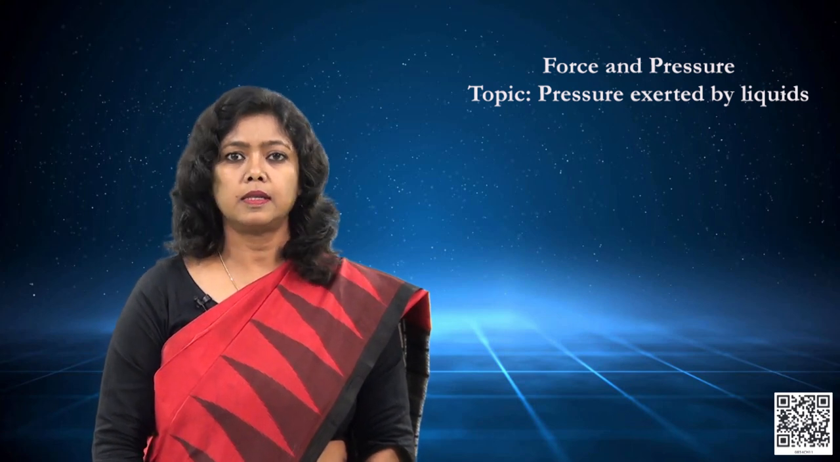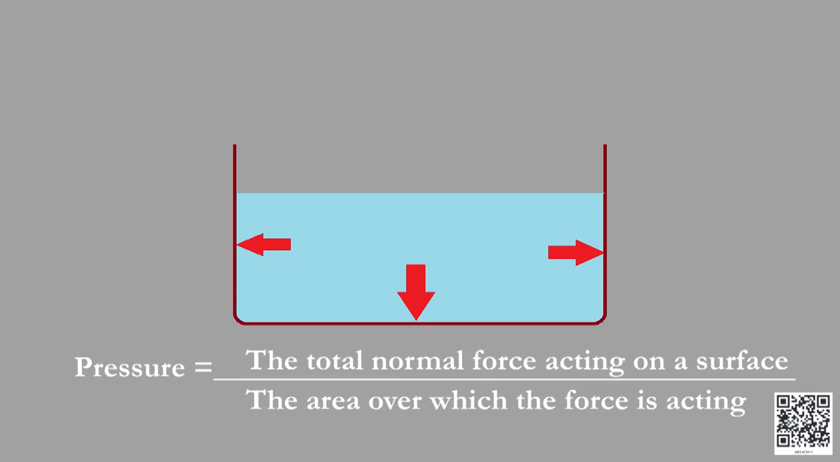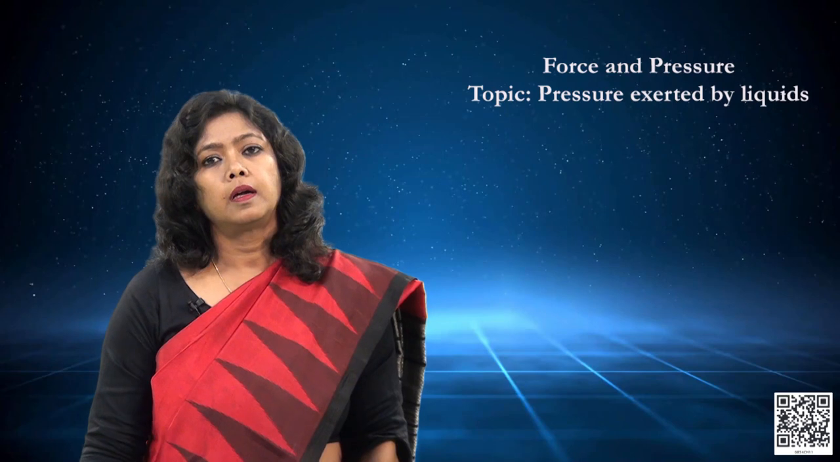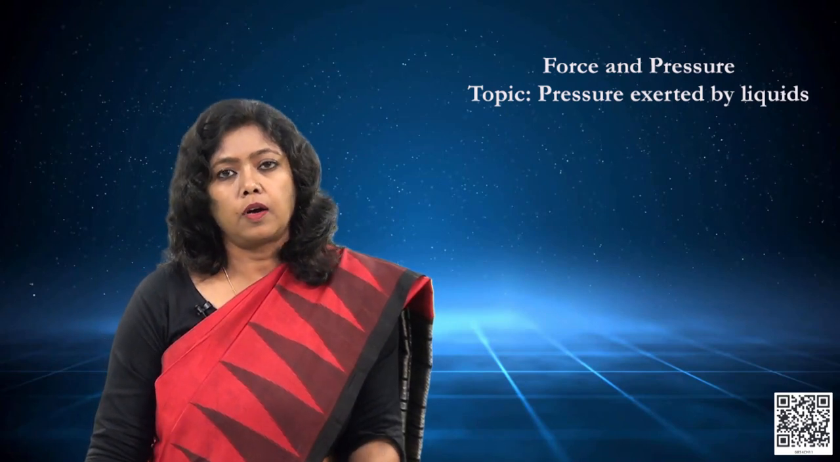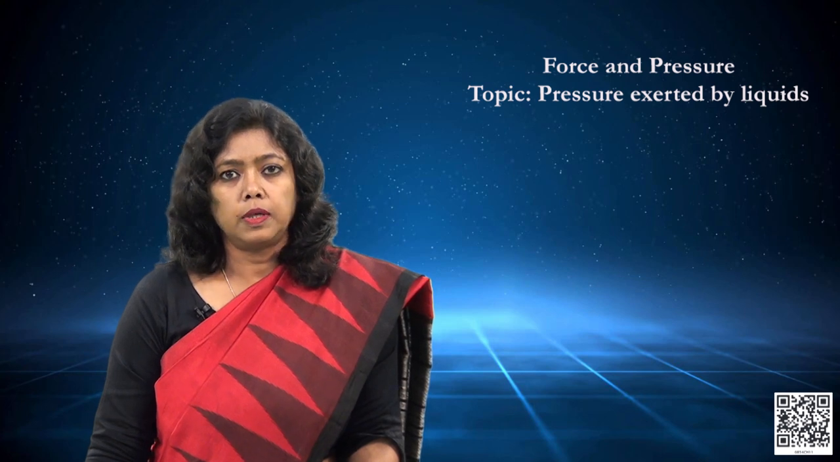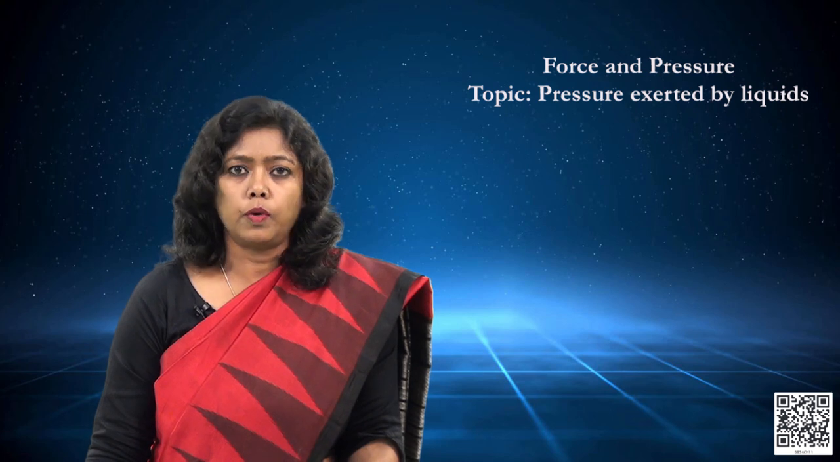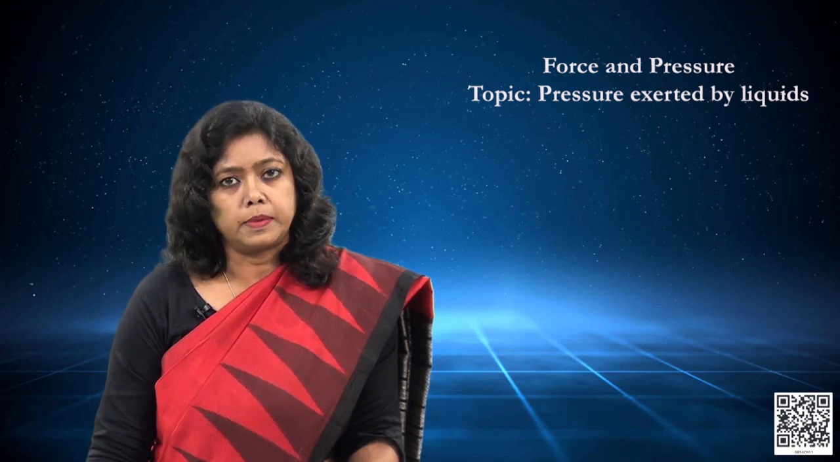Let us look at this diagram. As you know, pressure exerted by a liquid on a surface is given by the ratio between the total normal force acting on the surface and the area over which the force is acting. Now, let us consider an object suspended inside a liquid as shown in this picture. Let us explore in what directions force is acting on this object.